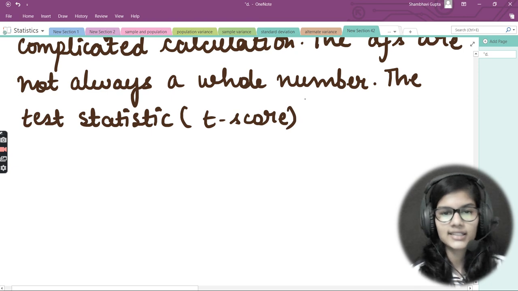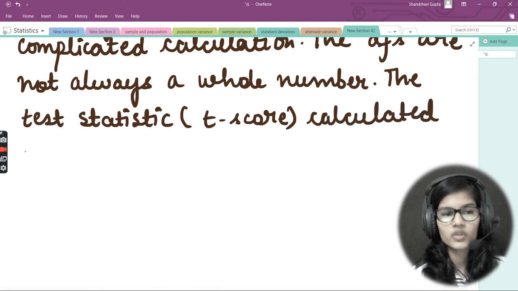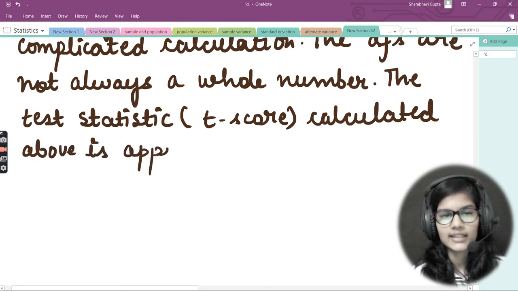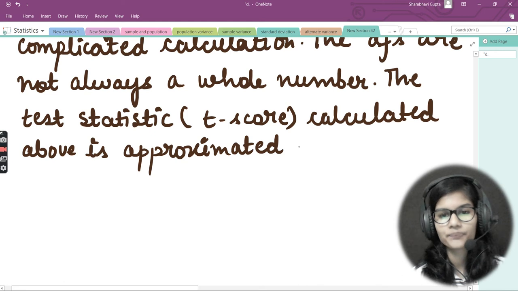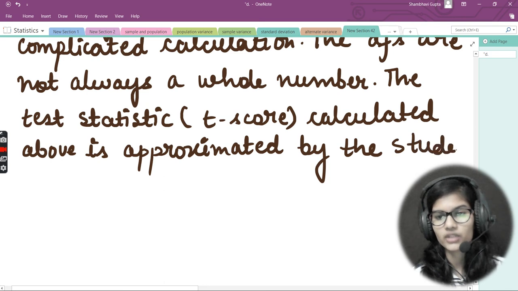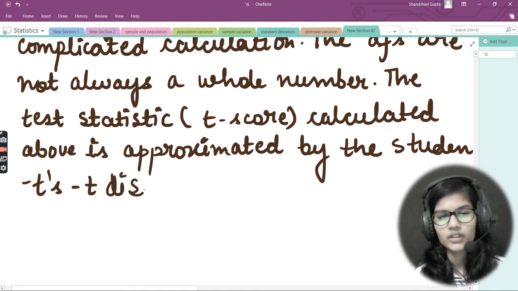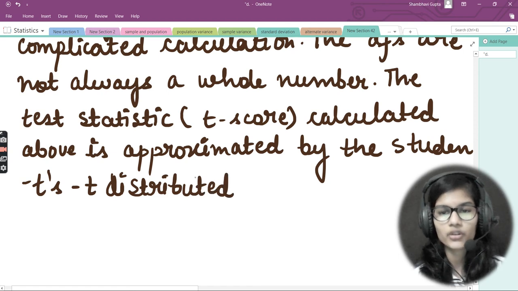The test statistic, that is the t-score, calculated above, the one which we have calculated, is approximated by the Student's t-distribution. I will write Student's t-distribution. So basically the t-score which we have calculated above is approximated by the Student's t-distribution with DFs.